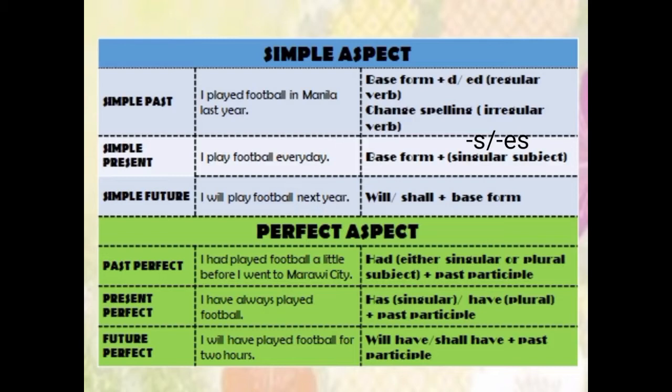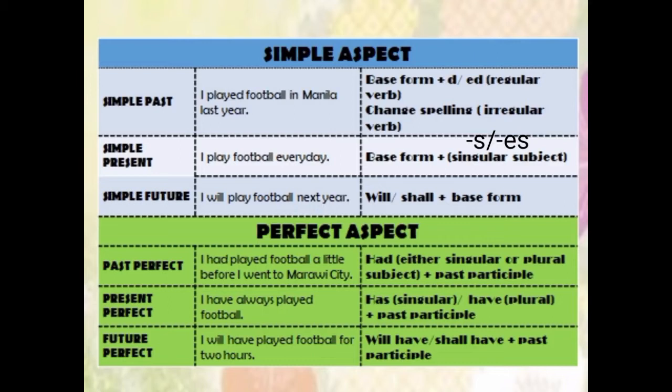In simple present, I play football every day. We use the base form plus S for singular subject. In simple future, I will play football next year. We use will or shall plus the base form of the verb.